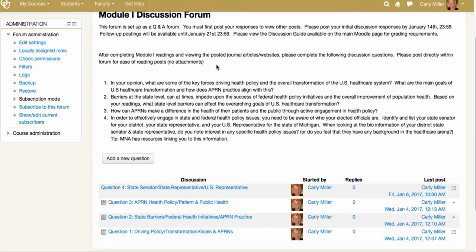And it could be even with our practice as an APRN, or it can be a health-specific policy. Like if you look at Medicaid in the U.S., one of the goals of our healthcare transformation is expanding state Medicaid. Not all states have Medicaid expansion, and you'll note that as you look through some of the information that I posted within Module 1.